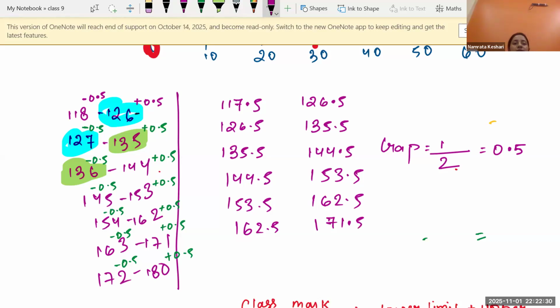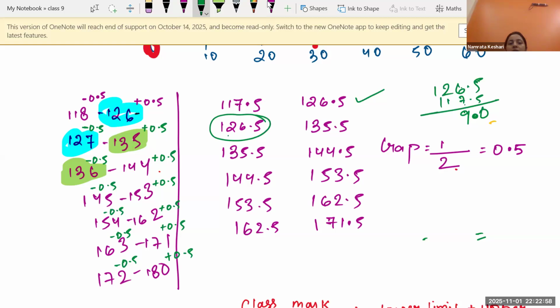For finding the class size, the formula is upper limit minus lower limit. If you do upper limit minus lower limit, for example 126.5 minus 117.5, it is 9. So the class size here is 9. Once you know the class size is 9, you can check the next one in the same manner: 126 plus 9 is 135, right? Similarly 135 plus 9 is 144. All the class sizes are the same.